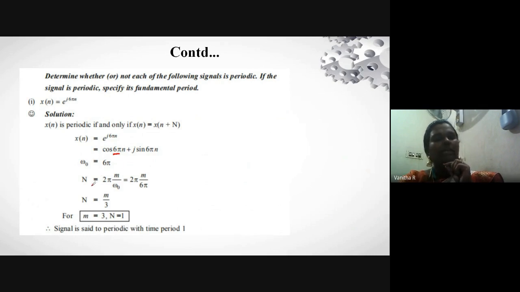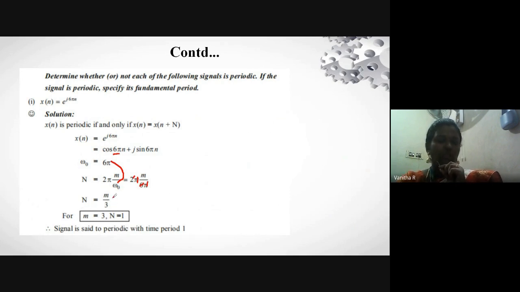In order to find the fundamental period, the formula is n is equal to 2 pi m by omega naught. In this formula, you have to substitute the omega naught value. After substituting, you are getting 2 pi m by 6 pi. If you strike out this pi, and strike out the 2 and 6, you will be getting 3 in the denominator. Thereby n is equal to m by 3.